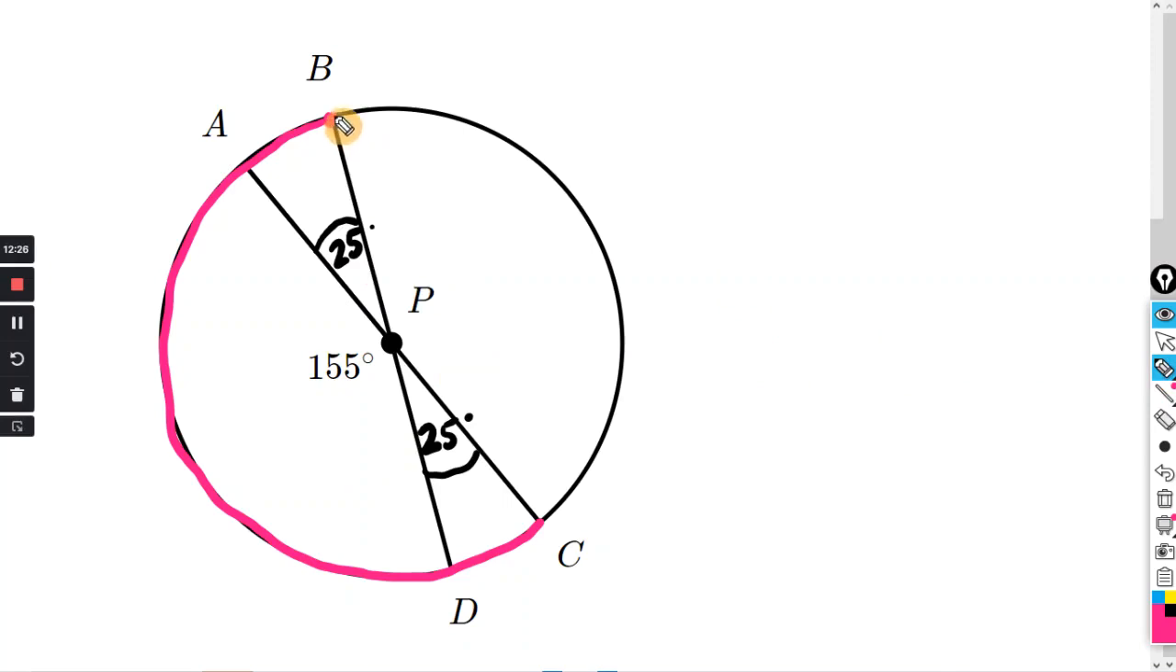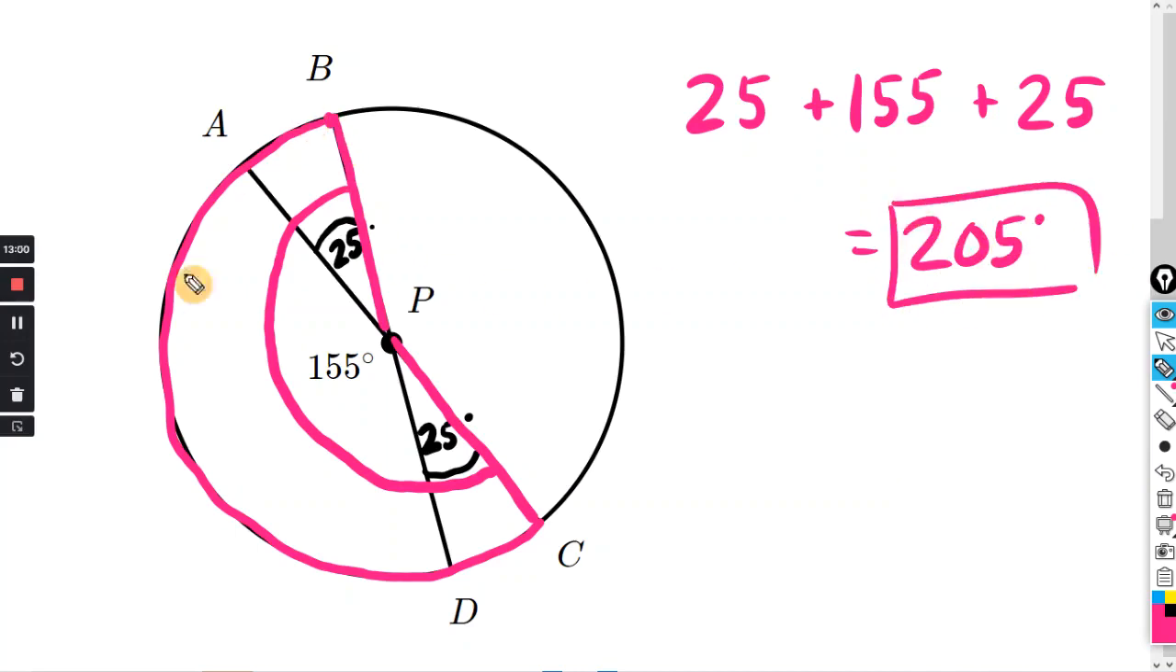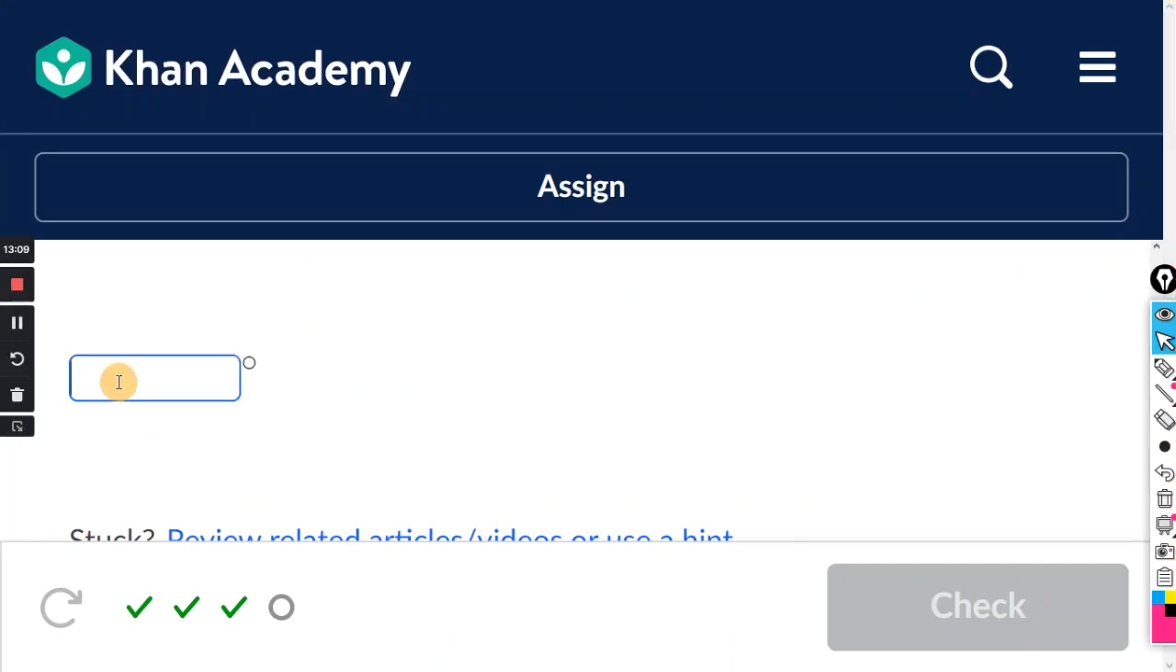So if I can draw the angle like so. Okay, it's going to cover all of this. So we're looking at 25 plus 155 plus 25. 25 plus 25 is 50, plus 155 gives us 205. And that was in degrees. So the measure of that arc in pink is 205 degrees. All right, 205.